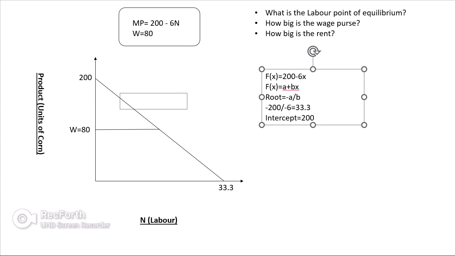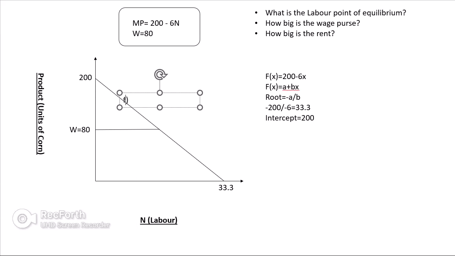So that's how we found the intercept and the root to get this line, and the line represents the function f(x) is equal to 200 minus 6x. That's the function it represents, and the slope is just going to be negative 6. Because the slope is always the same as b on the production function. So now we know the slope, we know the intercept, and we know the root.